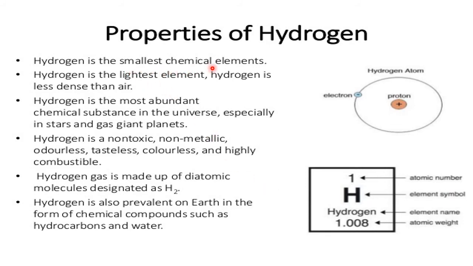Smallest chemical element, okay. Lightest element, hydrogen is very light, that's why it is less dense than air. And hydrogen is the most abundant chemical substance in the universe, already we learnt. Especially stars, okay, they contain a surplus amount of hydrogen. Hydrogen is non-toxic, non-metallic, odorless, tasteless, colorless and highly combustible, highly reactive. 150 kilojoules energy compared to any other combustible material.